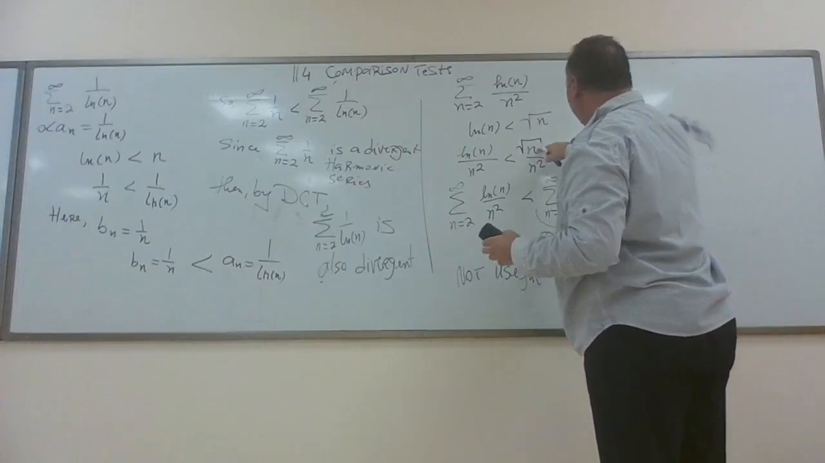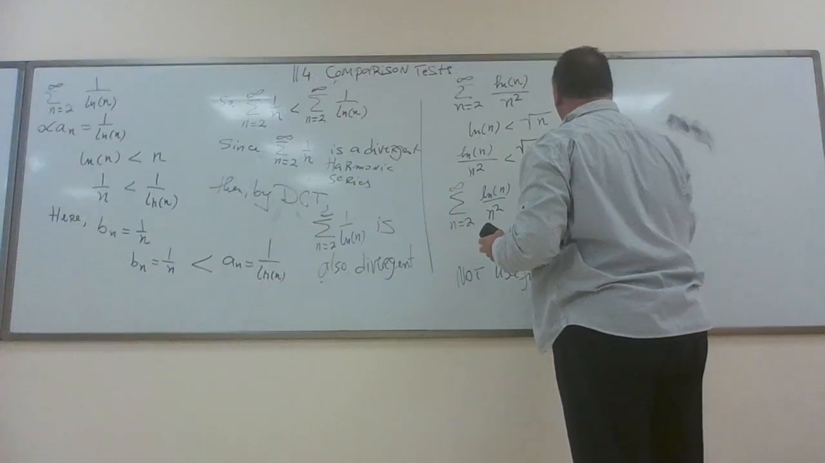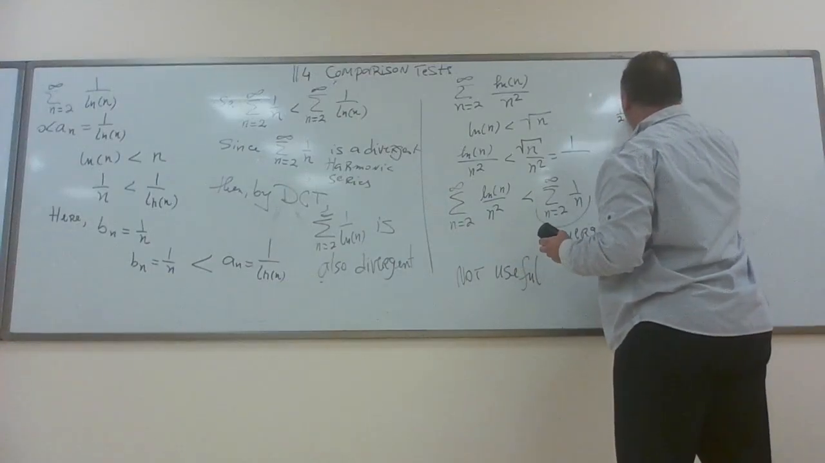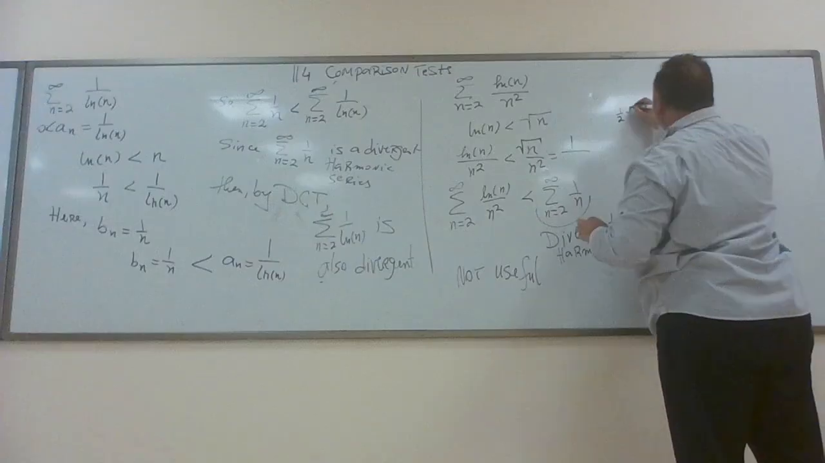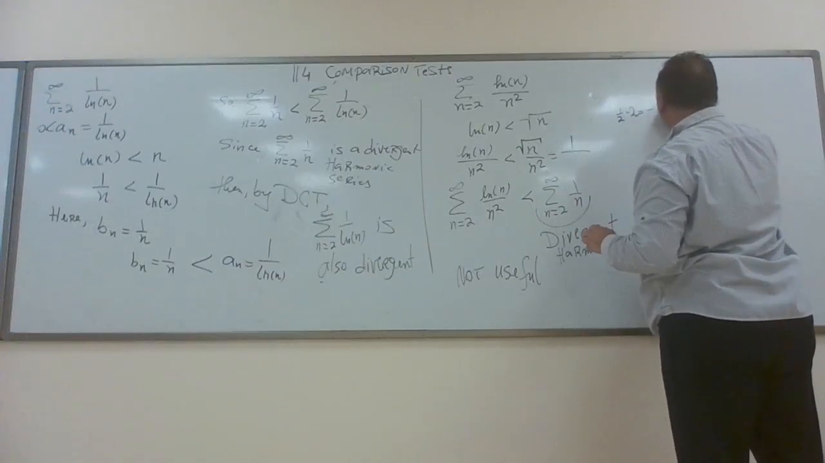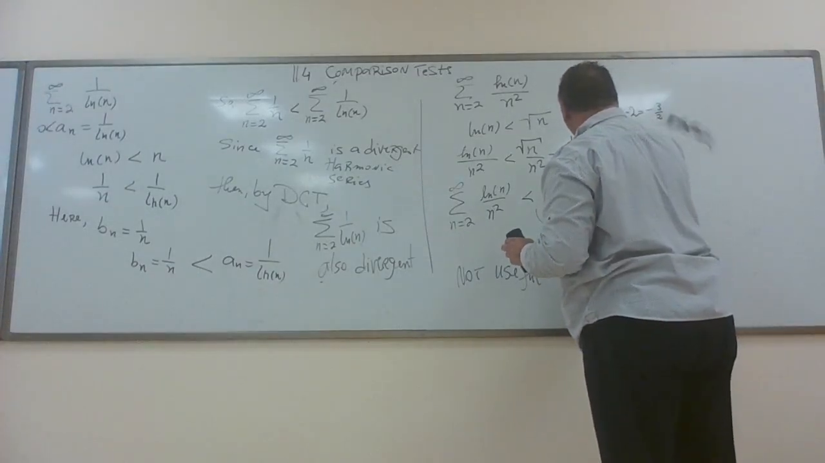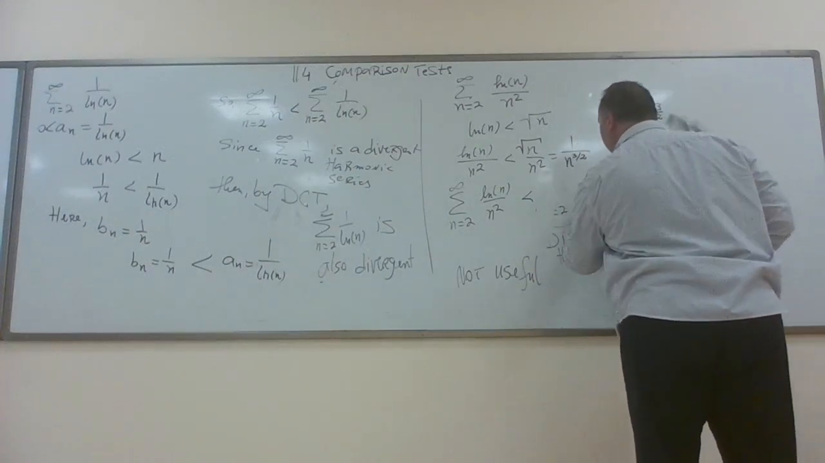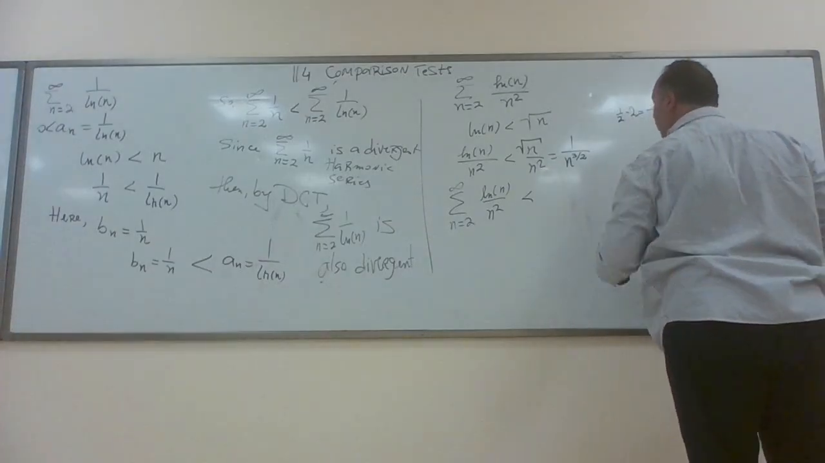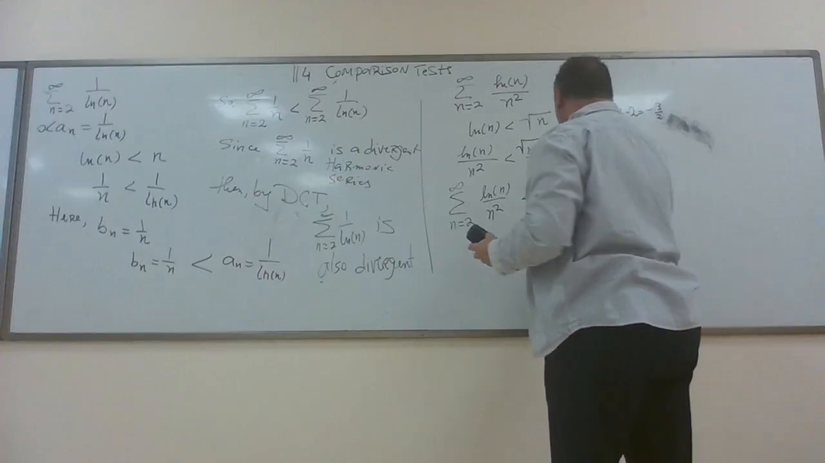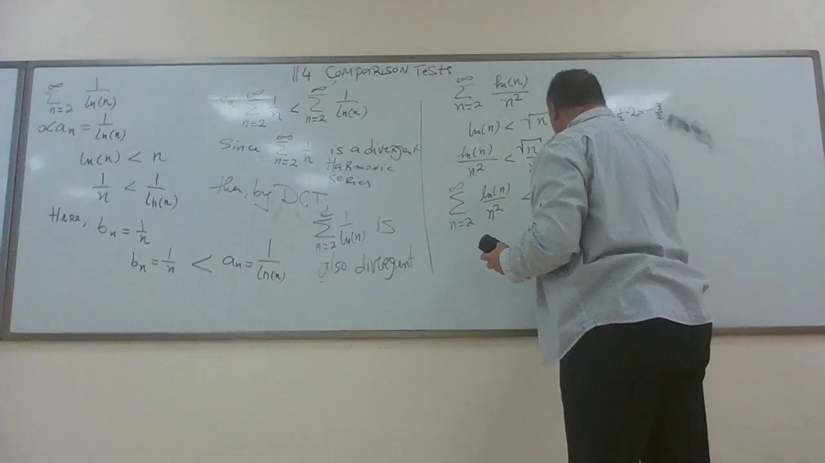So what do I have here? n to the power 1 over 2, and here is n to the power 2. So I have 1 over 2 minus 2, so this is minus 3 over 2. So I have here n to the power 3 over 2. Now it's nicer. Now I have something, because here I'll have a p-series with p equal to 3 over 2, which is bigger than 1.